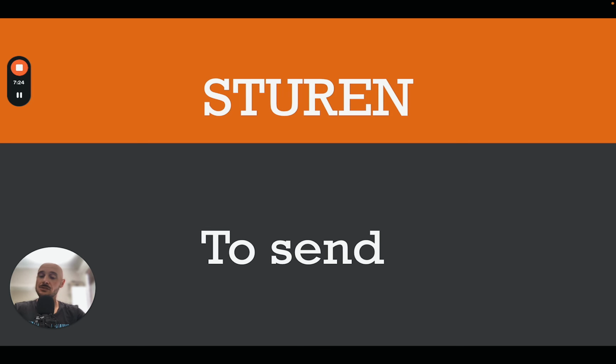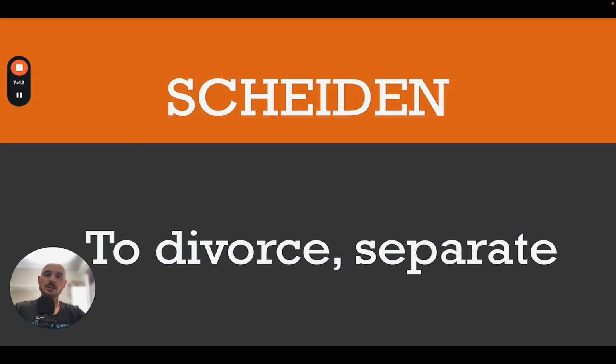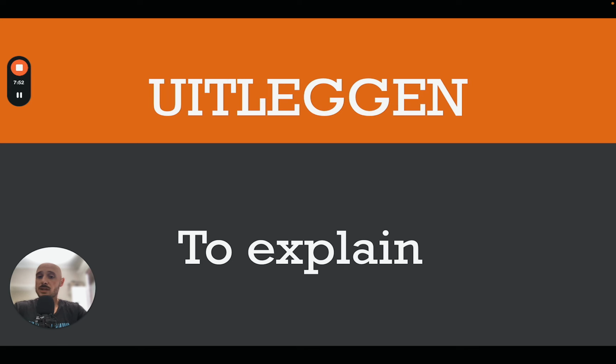We continue and then if you want to send something, then basically you can say sturen. Sturen is to send. Then we've got to marry. Marry is trouwen. Trouwen is to marry, right? A marriage can sometimes also be a trouw as a noun in Dutch. Trouw is a marriage. We continue and then scheiden, which is the opposite, can be to divorce, but it can also be just simply separating a thing from one another. Scheiden.